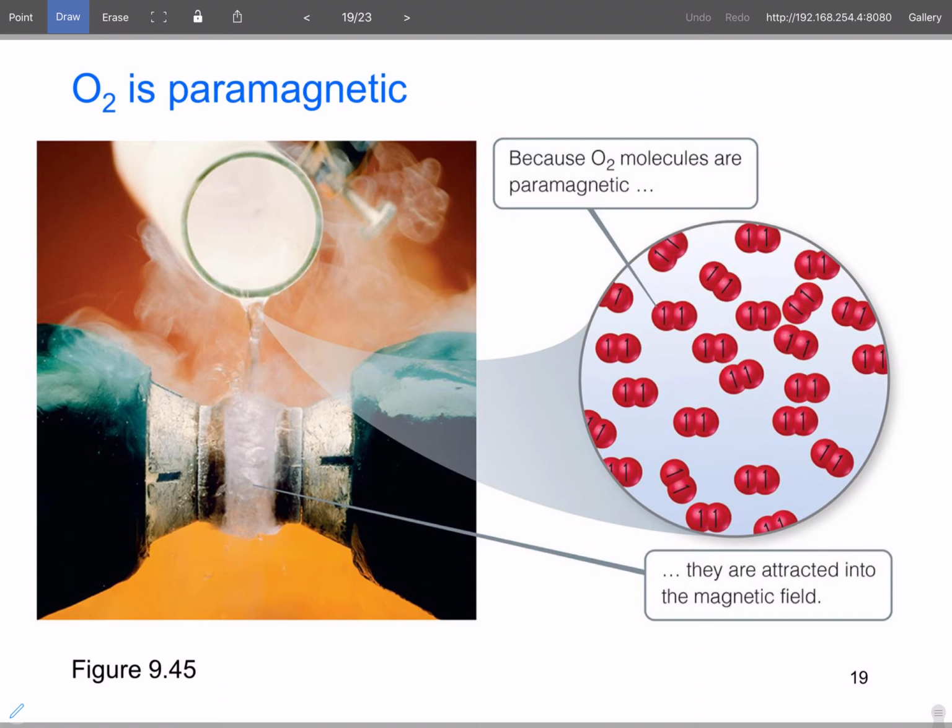Now, this is, okay, I think this is wicked cool. This is oxygen. This is liquid oxygen. And if you pour it between a magnet, it sticks to the magnet here. So it actually is magnetic.